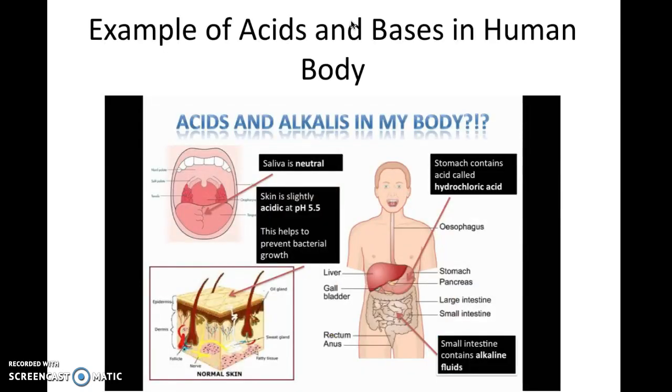Okay, and what are the examples of acids and bases in the human body? We know, as you can see here, saliva is neutral. Our skin is slightly acidic. It helps prevent bacteria growth. We also know that our stomach contains hydrochloric acid. It's very, very acidic, so it breaks down all the food that goes in our stomach. And then we know that our small intestine contains alkaline fluids.